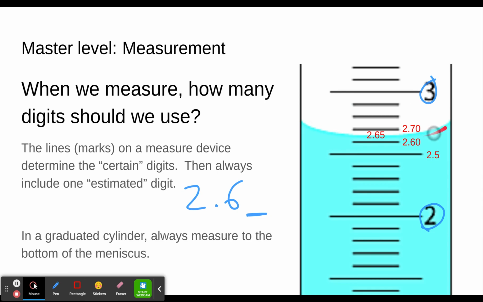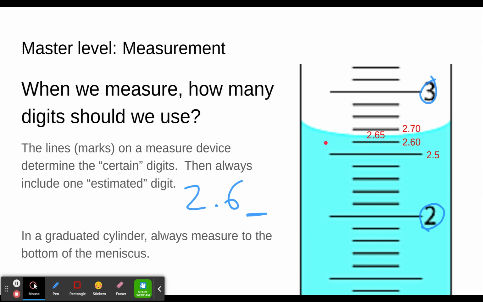Okay, so make sure you're measuring all the certain digits, the 2.6, and then the estimated digit, which would give you the 5 in this case. Sometimes the estimated digit is 0. If the curve comes right down there, the estimated digit would be 2.60, because it could be 2.59 or 2.61, but it looks like it's right on the line, so we'd call it 2.60. But always include that estimated digit, especially if it's a 0.